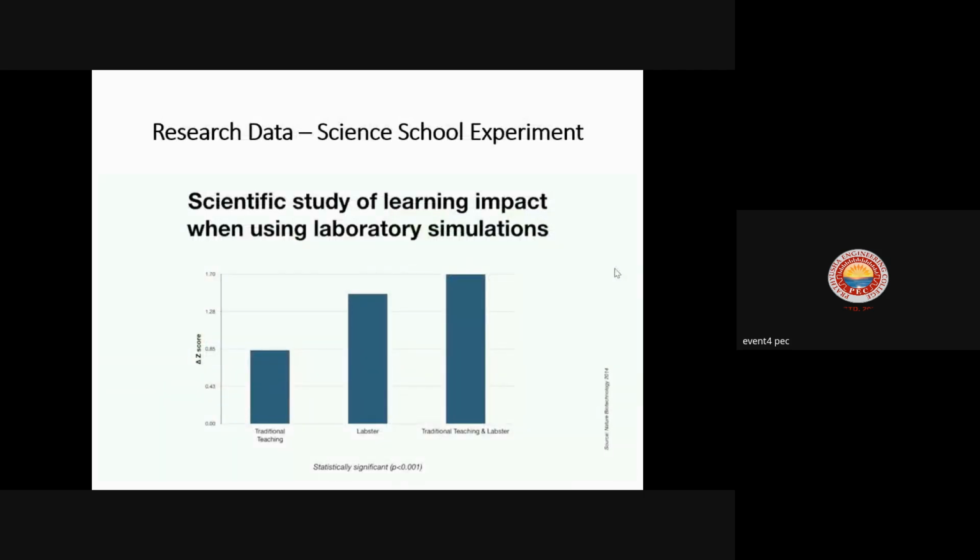Okay, so now this is one of the research data. This is primarily trying to understand how the learning process in science school experiments can be understood more effectively. This is the score in terms of understanding, and on the x-axis you have the traditional way of teaching, and then the VR based tech industry Labster. I'll just show the video related to that in the upcoming slide.